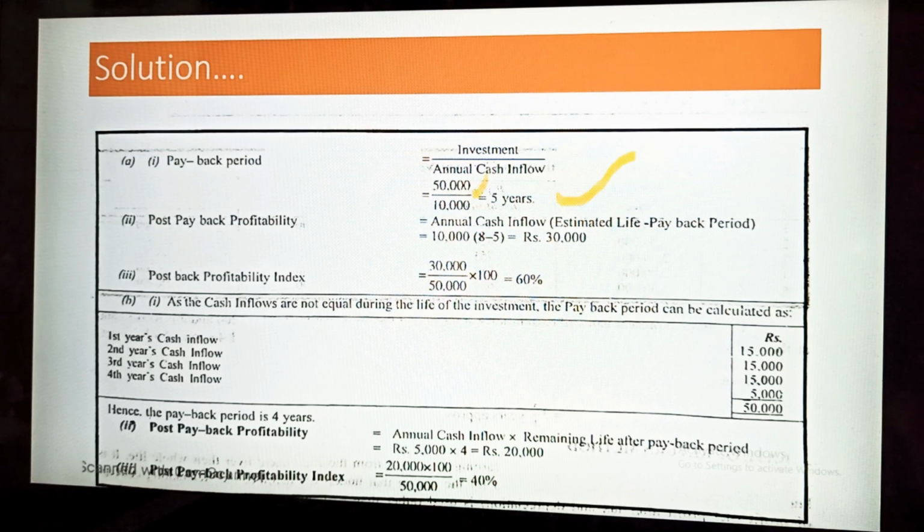So how to do this? Annual cash inflow, 10,000, I have taken; in the bracket, estimated life, I have taken 8 years; then the payback period which we have calculated, 5 years, I have taken. When you do it, 8 minus 5 will be 3, and multiplied by 10,000 it will become 30,000. So this is your post payback profitability.